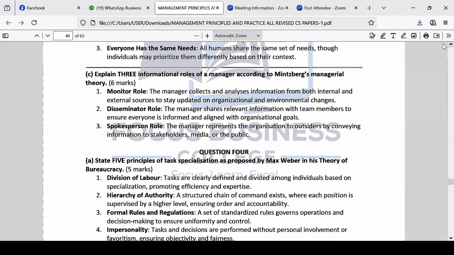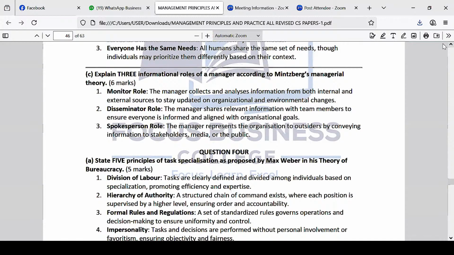So that the manager shares relevant information with the team members to ensure everyone is informed and aligned with organizational goals. You're supposed to disseminate any relevant information that you think can help the team, then basically pass it to other people. And then number 3 is what?